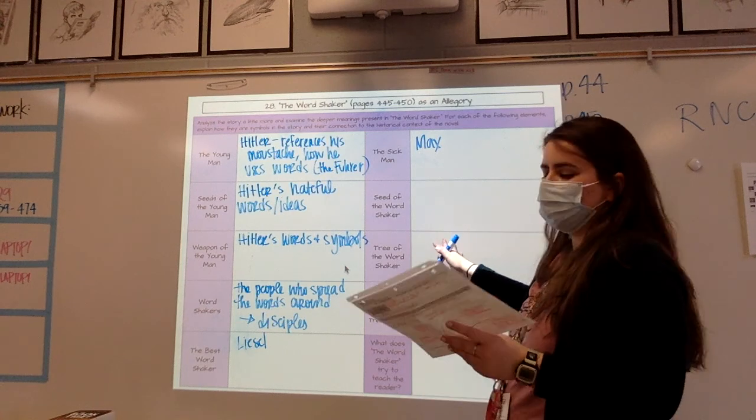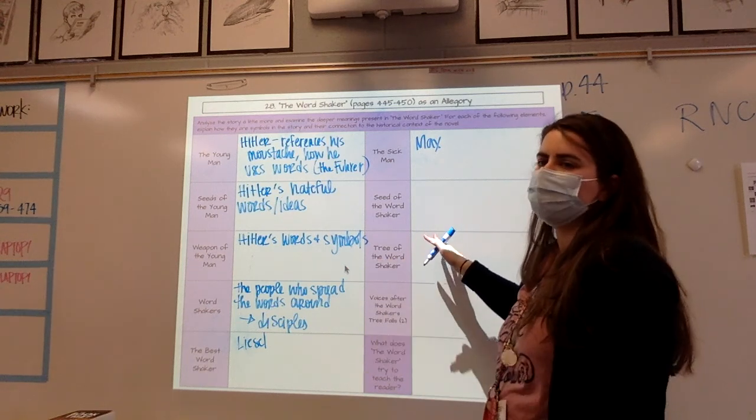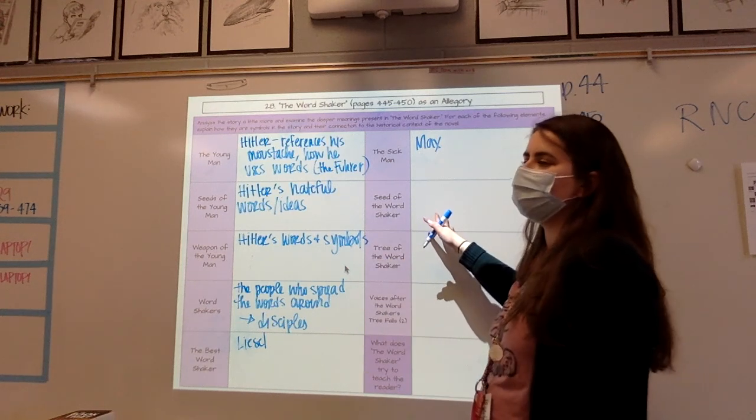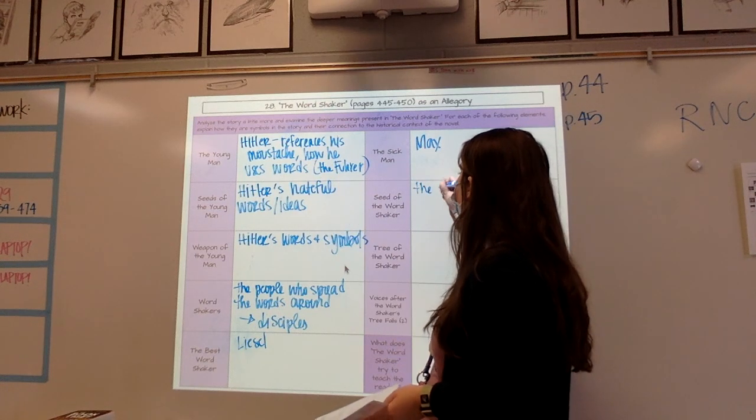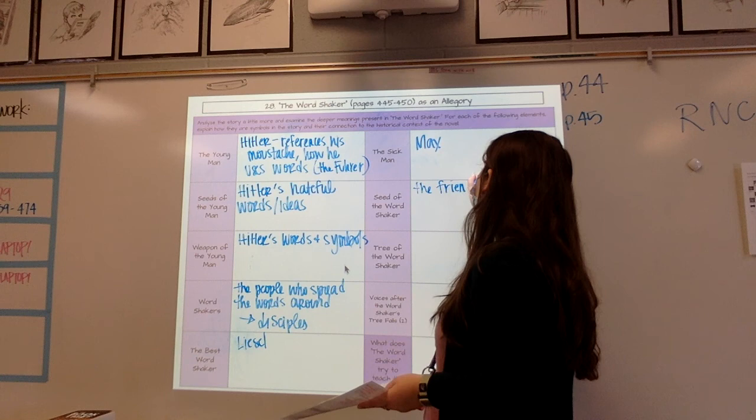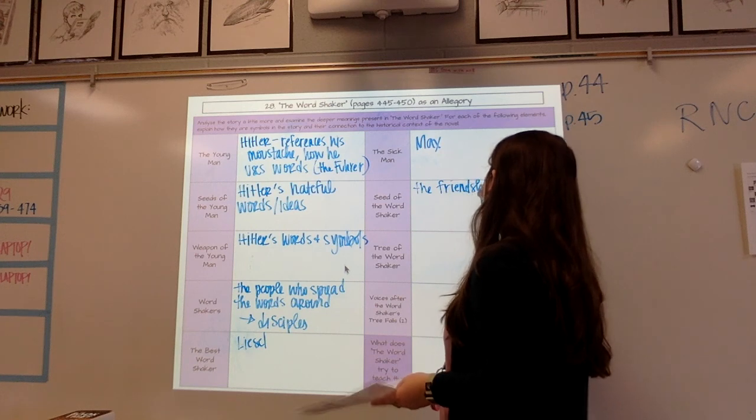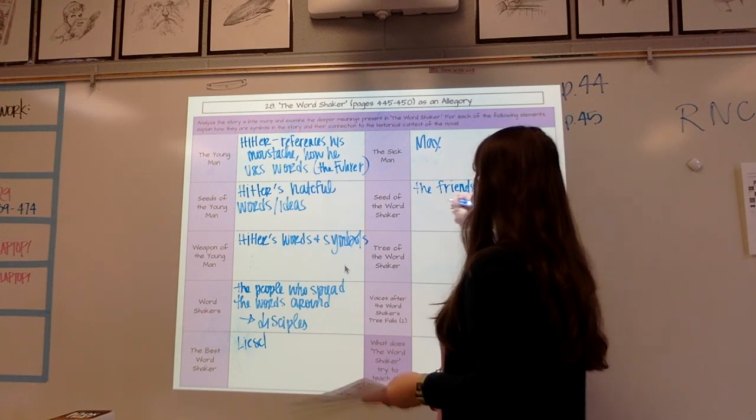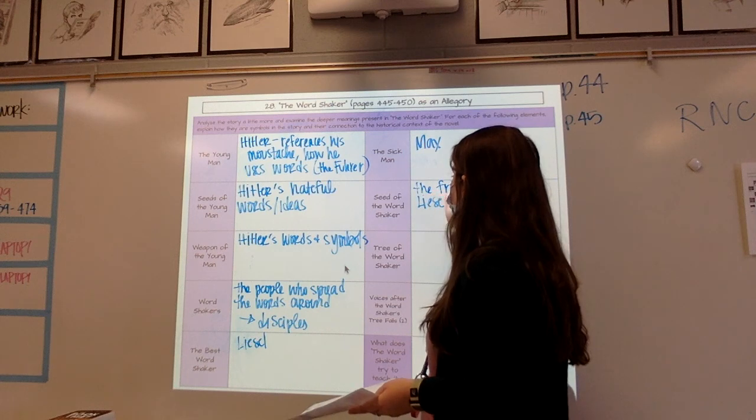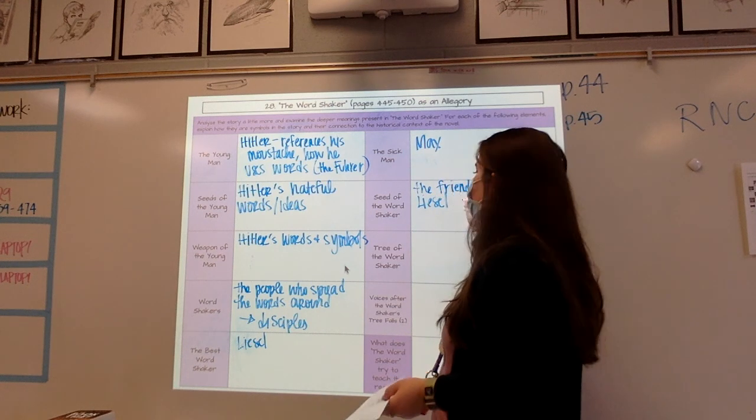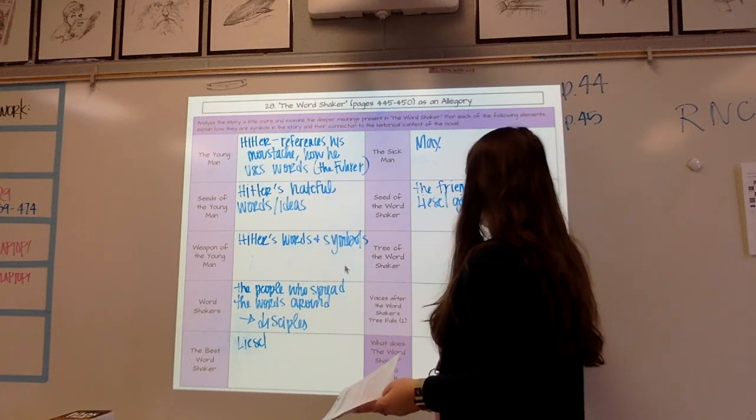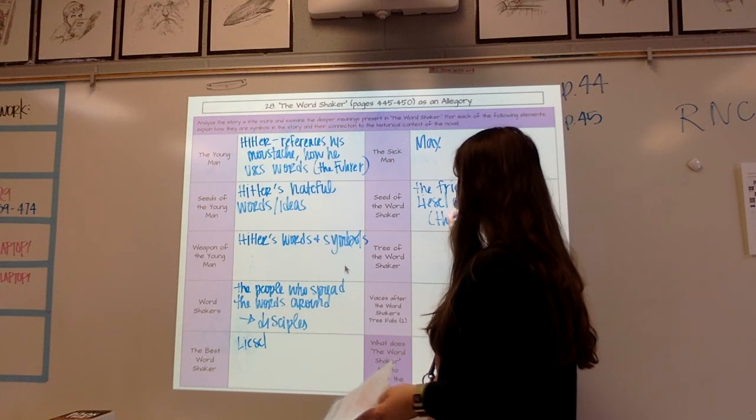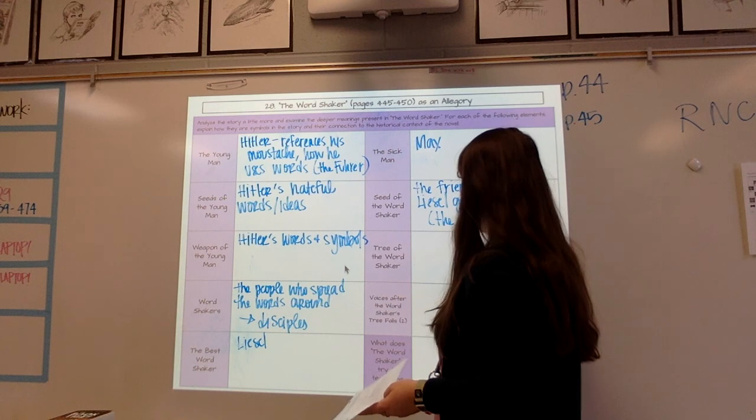Now, the seed of the word shaker. The seed of the word shaker is the friendship that Liesl gives Max. Things get a little lovey-dovey here. Lots of feels. And in the story, it's symbolized by the tear.